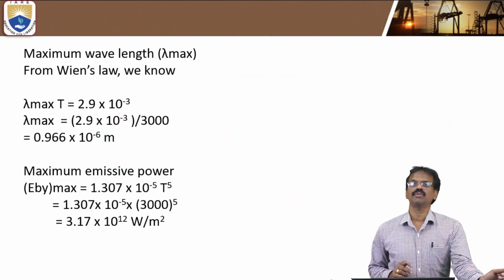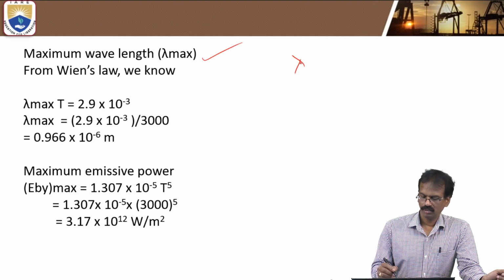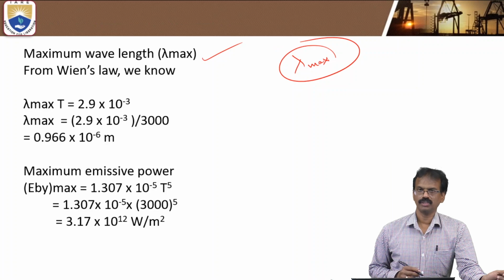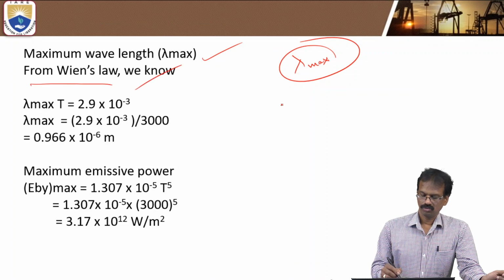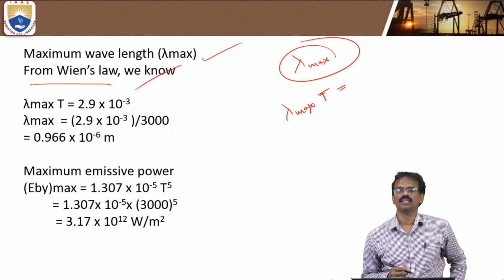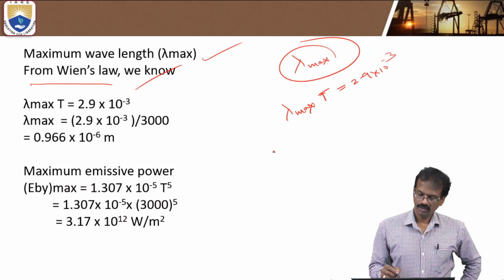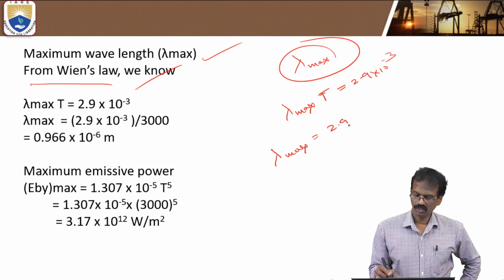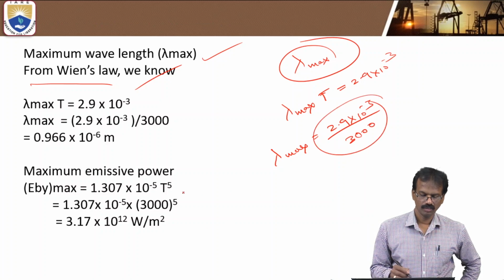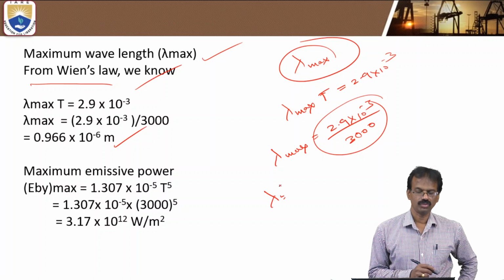Now we'll see how to find out the maximum wavelength. For this you know it from Wien's law: lambda max into T is equal to 2.9, or 2898 you can take, or 2.9 also, into 10 to the power of minus 3. So lambda max is equal to 2.9 into 10 to the power of minus 3 divided by 3000. If you substitute these values, you will get lambda max equal to 0.966 μm.